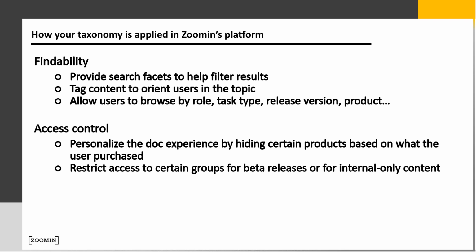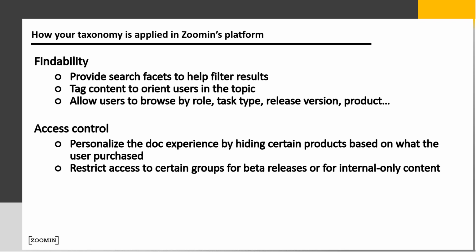The way that manifests in Zoomin's platform is that it helps with findability. So if you're a user, like Amanda said, she has certain types of users who are going to be looking for different things, say an installation manual. You want to be able to search specifically for something. I will show a screenshot of how it looks in the wild, but we have search facets that help filter your results. And that's how the taxonomy manifests in real life.